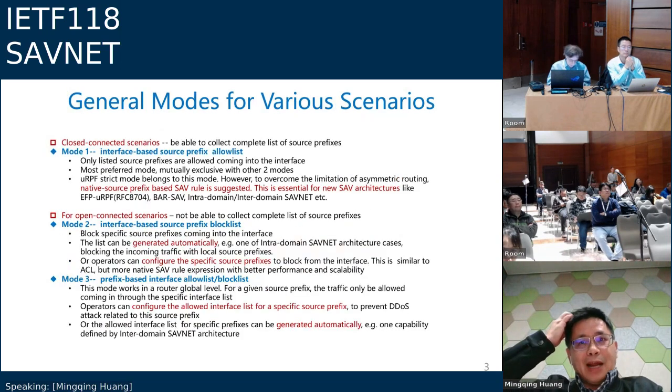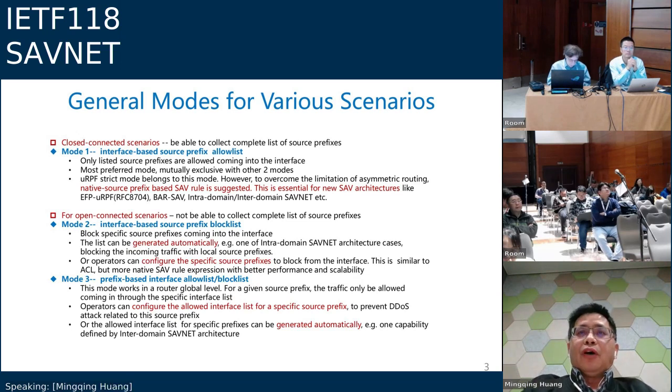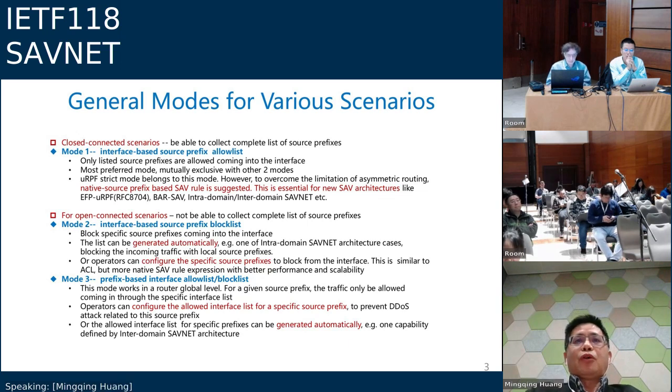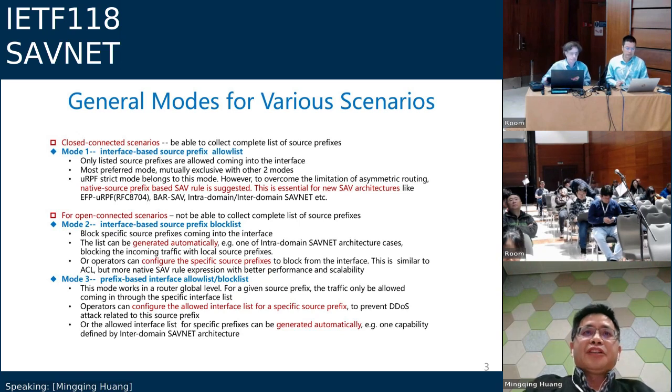So based on this background, we'd like to introduce more modes for source address validation. We have two scenarios. One is the closed connected scenario, which means we can get a complete list of the source prefixes. In this case, mode one is suggested, which is the interface-based source prefix allow list mode. Here we want to introduce a native source prefix-based SAV rule rather than URPF's FIB-based rules. As mentioned before, this removes the limitation of asymmetric scenarios. This is mode one.